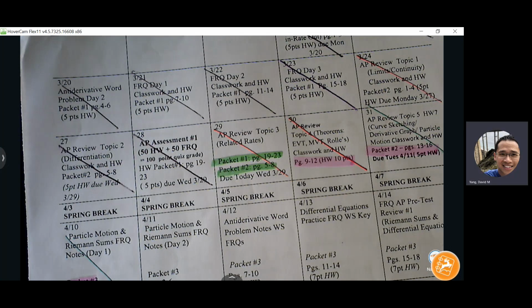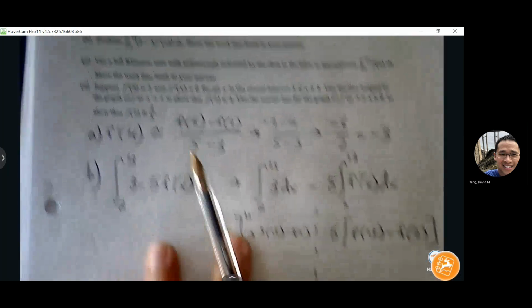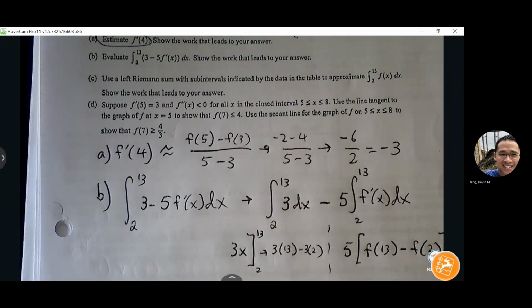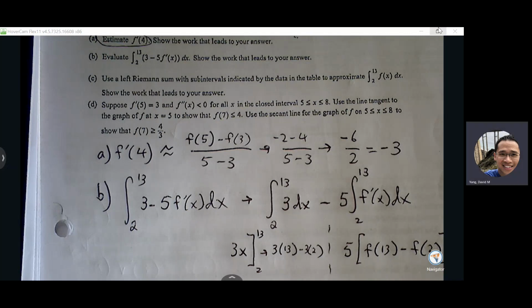So I want to go to page 5, part D. And I think part D is good in the sense that it allows us to kind of explore these important concepts, or at least see relationships between these important concepts.